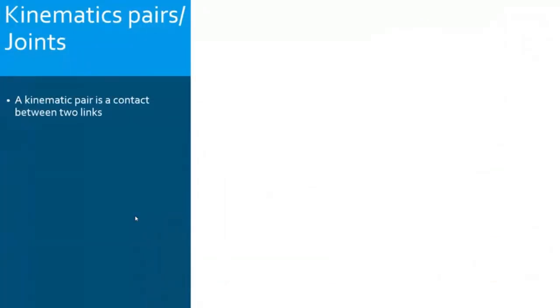Let's go to kinematic pairs or joints. A kinematic pair or joint is the contact. The body itself is the link. The contact between bodies in a mechanism is the kinematic pair. A kinematic pair is the contact between two links, and the contact depends on the nature of the joint. It can be a point, it can be a line, or it can be a surface. Now, why are we putting links into contact?